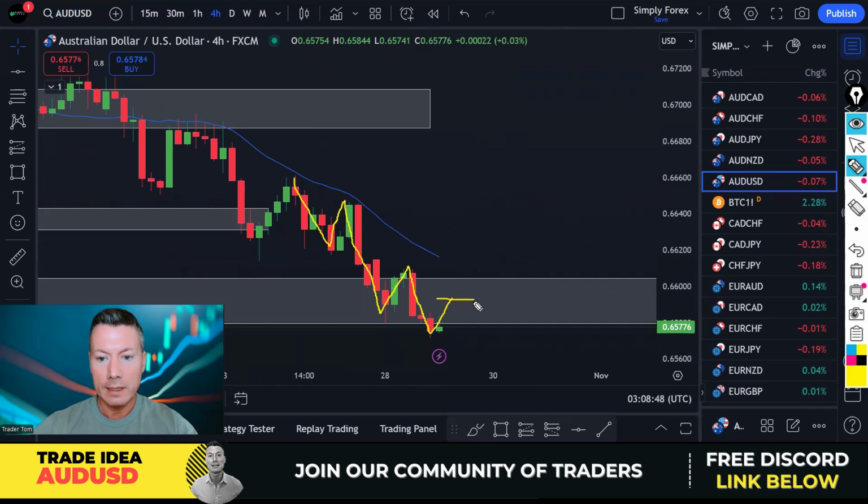Potentially a retrace into here. Yeah, somewhere in here. This is the last swing high. I'd probably hide my stop above the moving average 20 as well. So somewhere up here, right? And then we can start selling Aussie dollar, US dollar. So that's all the Aussie dollar weakness pairs, guys.